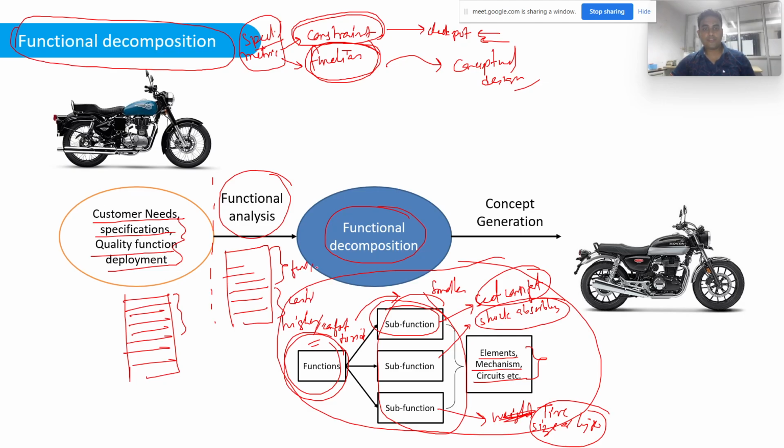So we consider the functions and then we do a functional decomposition like this, and then we move forward to concept generation. This is a standard practice in product design. When we arrive at a specification, then in order to move towards the concept generation phase, we do a functional decomposition stage. Clear?